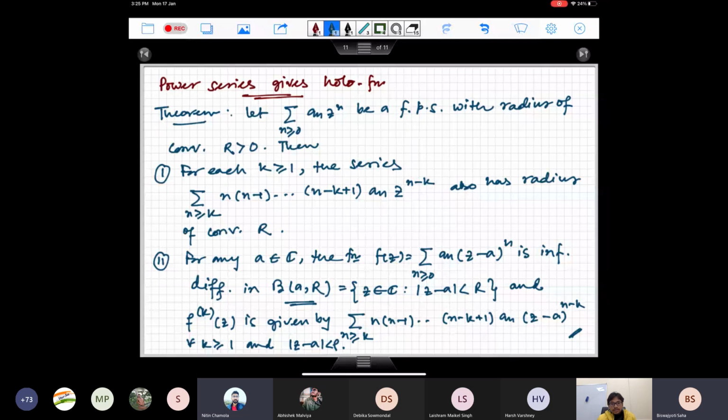In fact, this will be true for all holomorphic functions. We will see later that all holomorphic functions on open subsets of C are infinitely differentiable. Therefore there is no concept of C1 function when we think of holomorphic functions on open subsets of C. We don't have this concept of C1 functions, C2 functions. All of them are infinitely differentiable. So that's a very, very powerful statement that we see for power series.